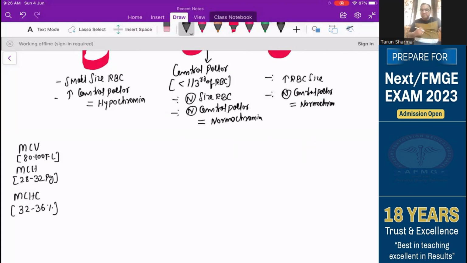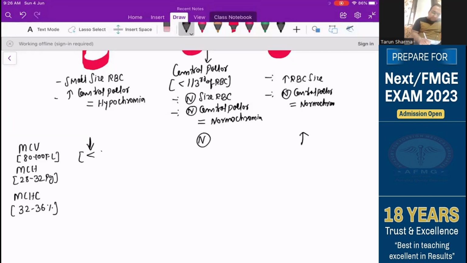So if MCV is more, then size is more. If MCV is reduced, that means the size of RBC is also reduced, because it tells us the average volume of a single RBC. Okay, so if mean corpuscular volume is decreased, then it will be microcytes. If it remains normal, then there are normocytes. If it is increased, that means there are larger size RBCs that are called macrocytes. And what should be the values of MCV here?